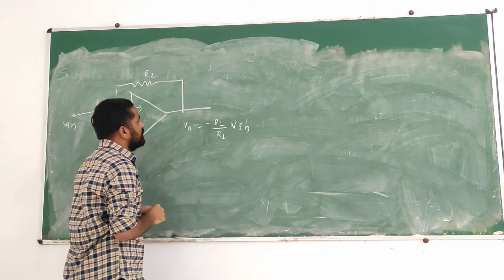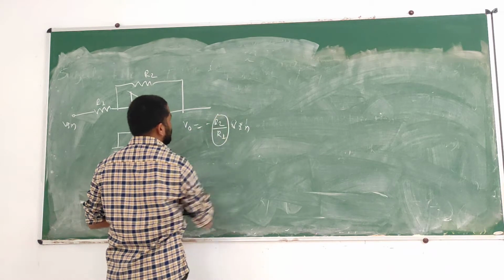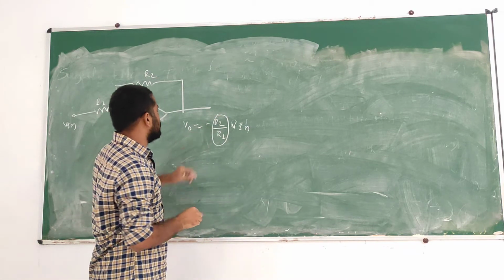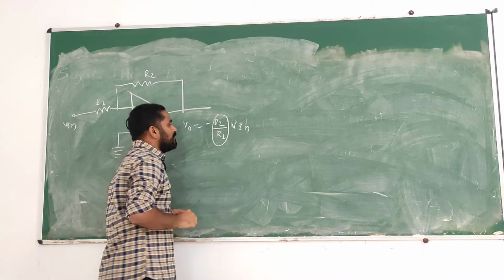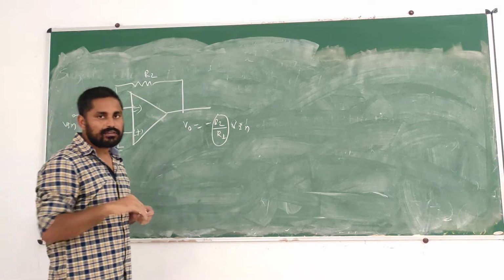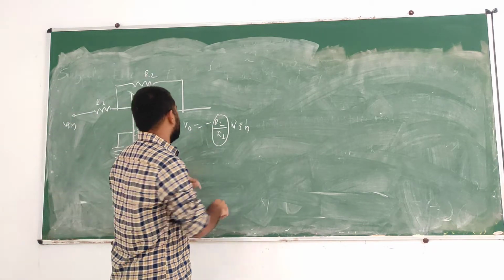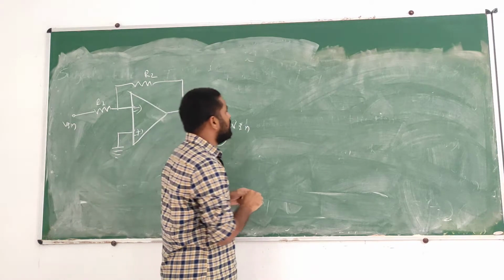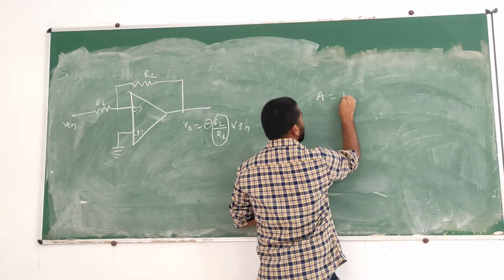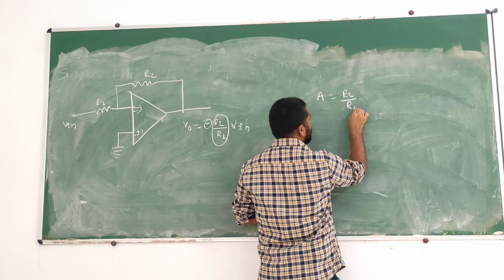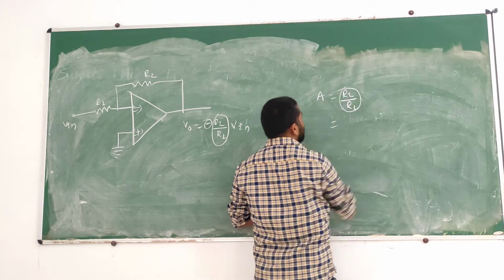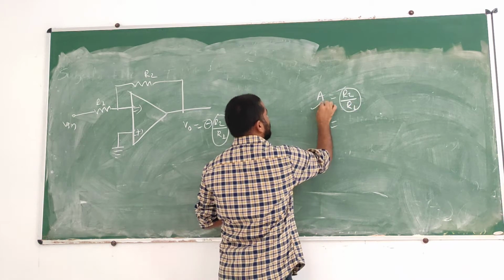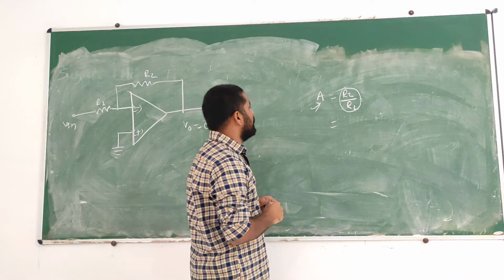Now this is your gain, R2 by R1. Now neglect this minus sign, it can be taken care of very easily. In the course of time we will see how to remove this minus sign, but we got A equal to nothing but R2 by R1. Now this is in our hand. Now we can control the gain. The gain can be controlled very easily.